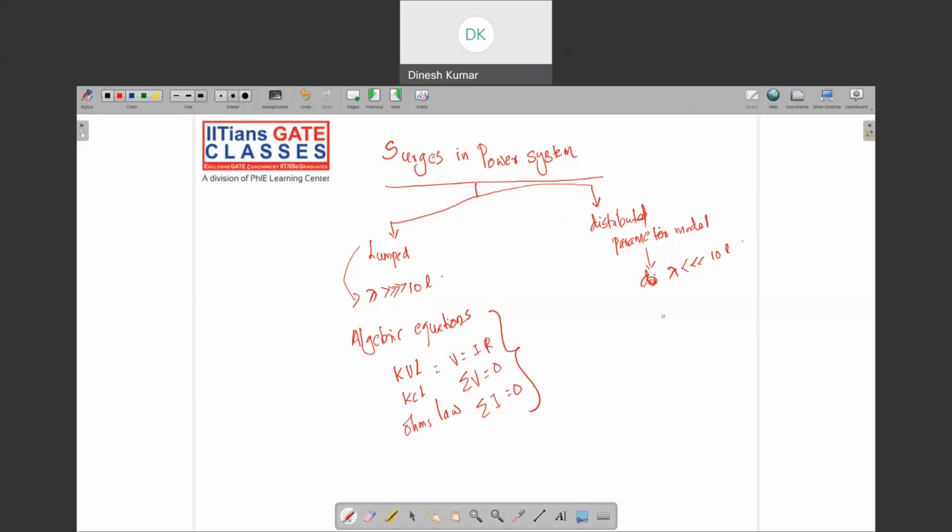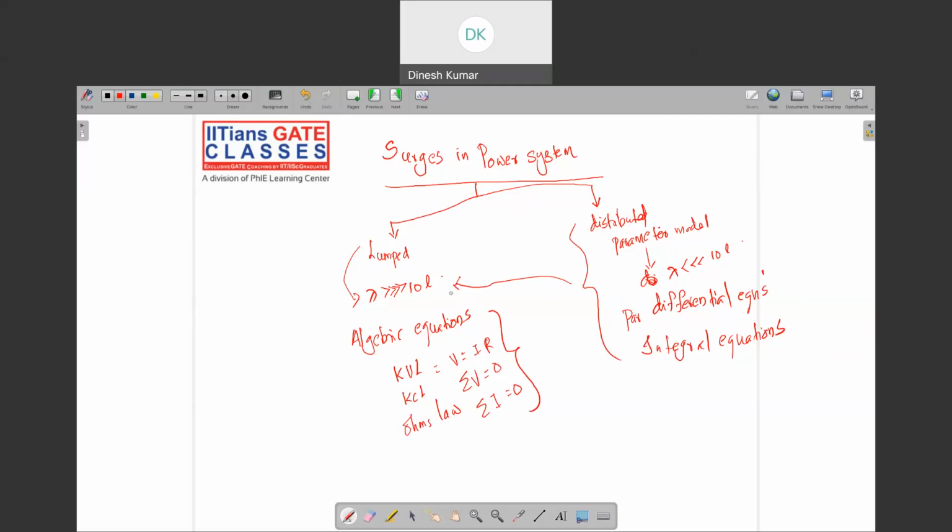Everything is actually distributed, so you have to consider differential equations, or in other words partial differential equations, and integral equations. If someone asks you which is more valid or which is the more general case, you have to say the distributed model is the more general case, and the lumped parameter model is a manifestation of the distributed parameter model under this particular condition.